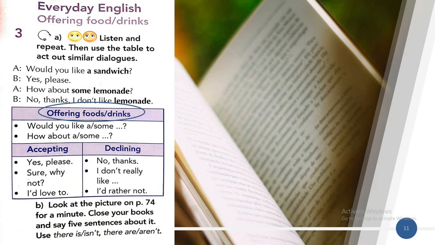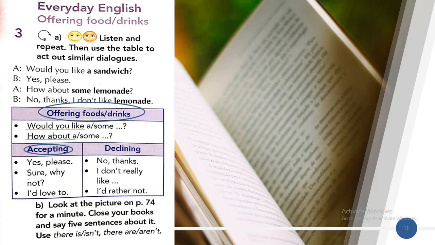How do we offer food and drinks? One: Would you like a banana? Would you like an apple? Would you like some milk? So this is how we offer food and drinks. Again, another expression is how about some lemonade? How about some pizza? So when someone offers food and drinks to you, you have two options.